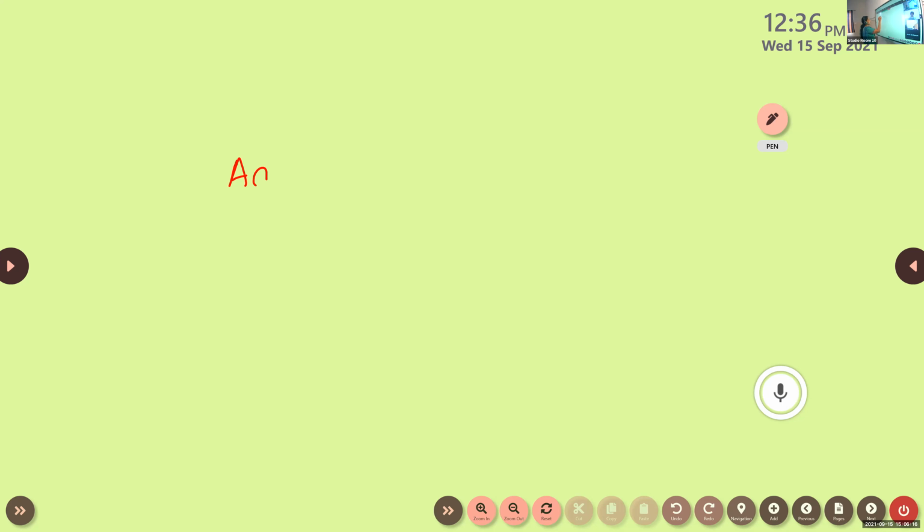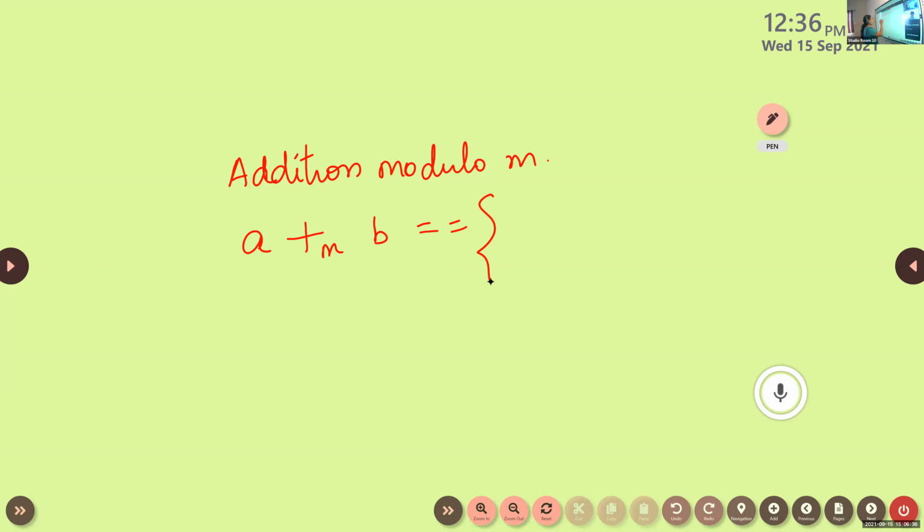The first one we are going to learn is addition modulo m. That is A plus_m B. What do you have to do? We have to add and divide by m. So A plus_m B will be A plus B mod m if A plus B is greater than or equal to m, and it will be A plus B if A plus B is less than m.